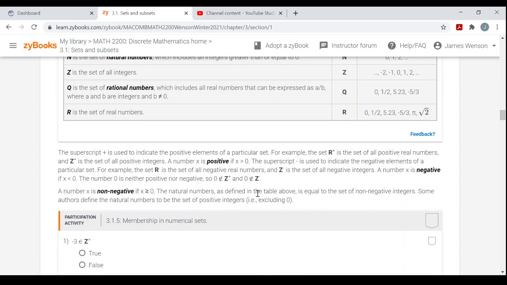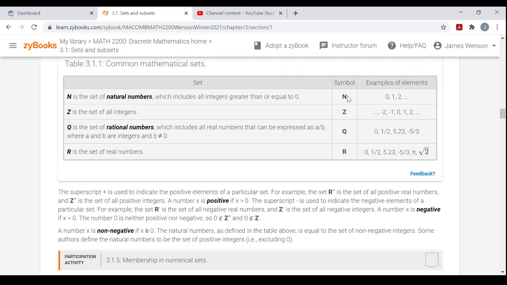All right, so some other notation you're going to see. If you see one of these symbols with a little plus sign next to it as a superscript, that means we're talking about the positive ones. So like R plus here is all the positive real numbers. Z plus is all the positive integers. And if you see a little minus sign as a superscript, that means you're dealing with the negative versions of those numbers. Z minus is all the negative integers. R minus would be all the negative real numbers.